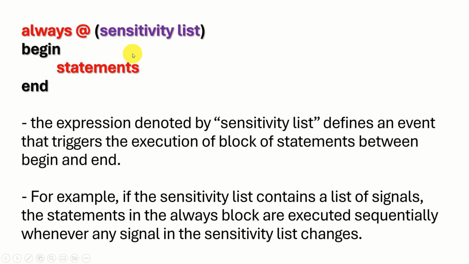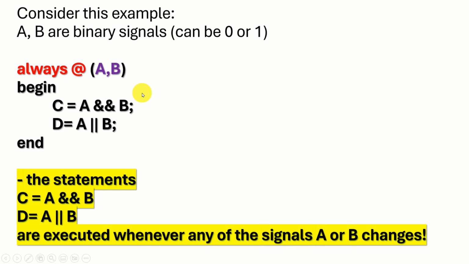For example, if the sensitivity list contains a list of signals that are usually separated by commas or by or, the statements in the always block are executed sequentially whenever any signal in the sensitivity list changes, and we will explain this in more details in the sequel.